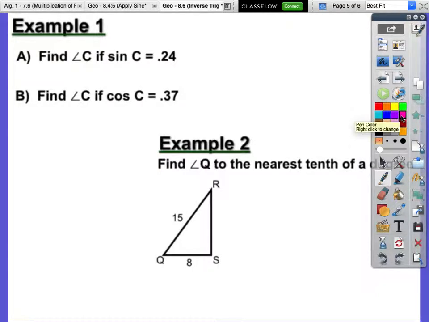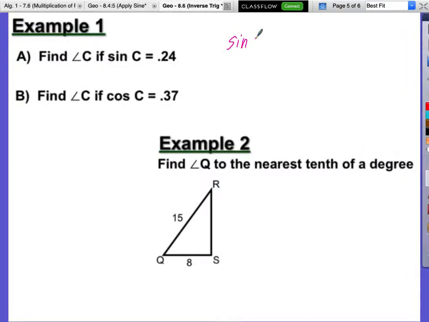So here, we need to find angle C if sine of C is 0.24. If we write that down, to give it some more room: sine of angle C is 0.24. How could we get C by itself? How do we undo this sine? We're trying to find the angle. It's not multiplied by it, but we take the inverse sine. Very good, we take the inverse sine.